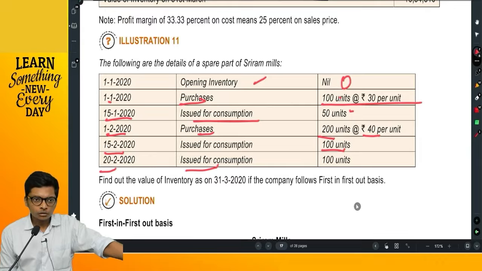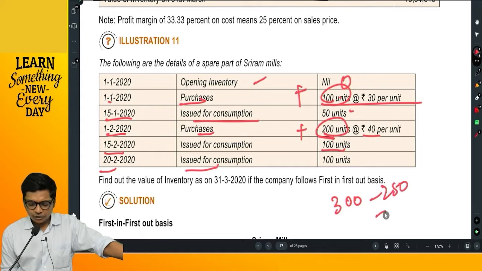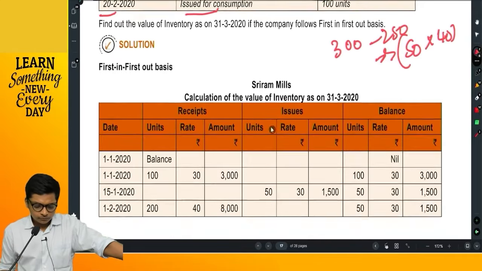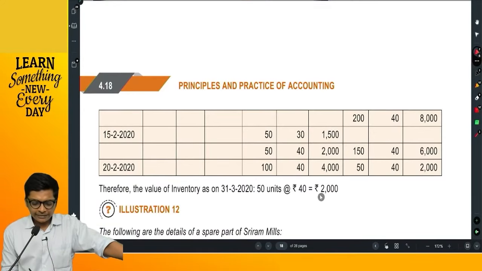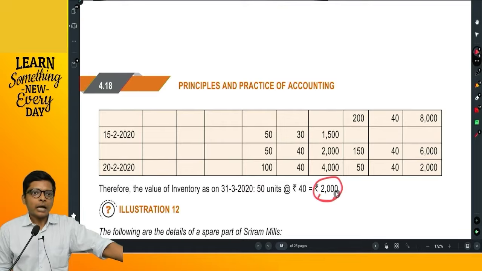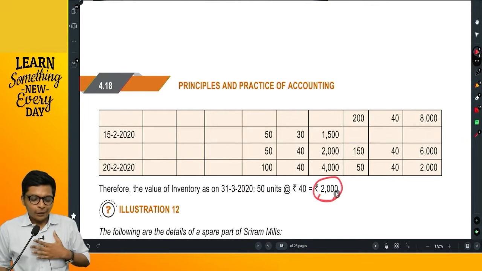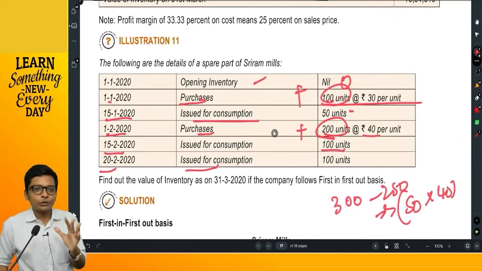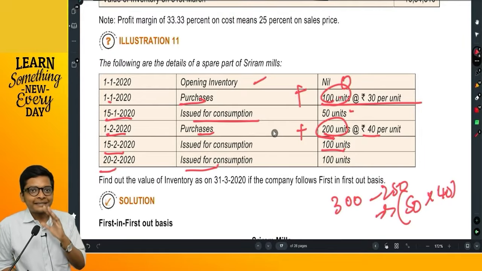50. How? Purchased 100, again purchased, so totally purchased. How many are used? Minus 250. So leftover is 40 units. Answer is 2000. Did you all get the answer 2000 without the table? But in the exam you should not do it like that.